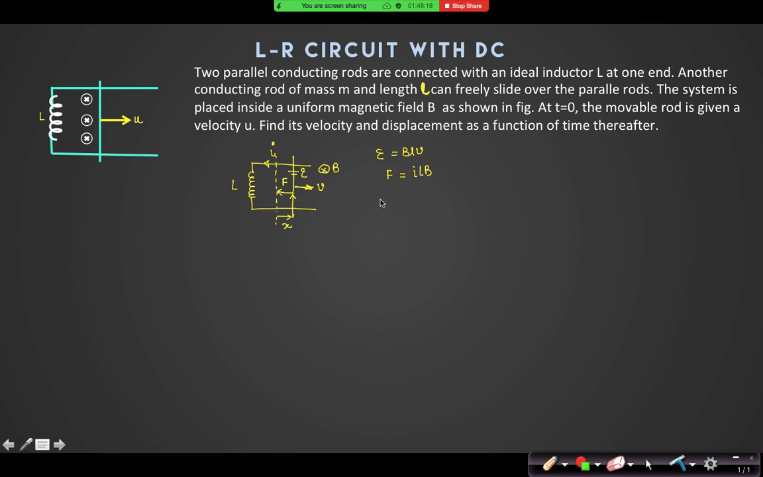Can I say that L into di by dt, as I have assumed current increasing, so that is plus, that is minus, and that is also plus, that is also minus. So I can write L di by dt is equal to BLV. Tell me once. Then dv equals IL by v into di comes. First tell me, have you understood the equation?